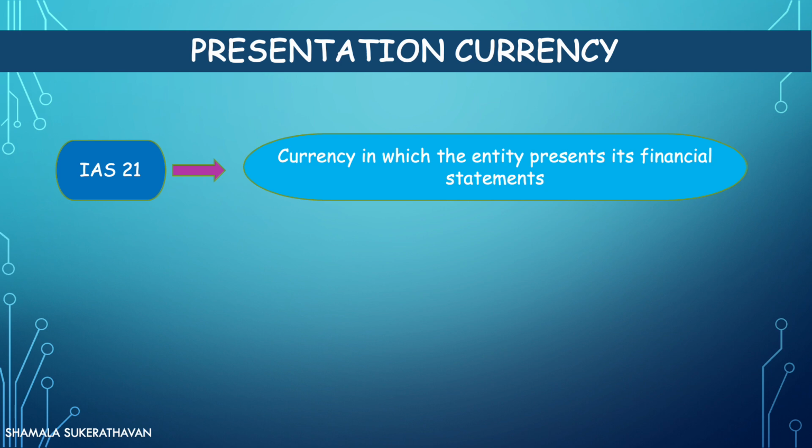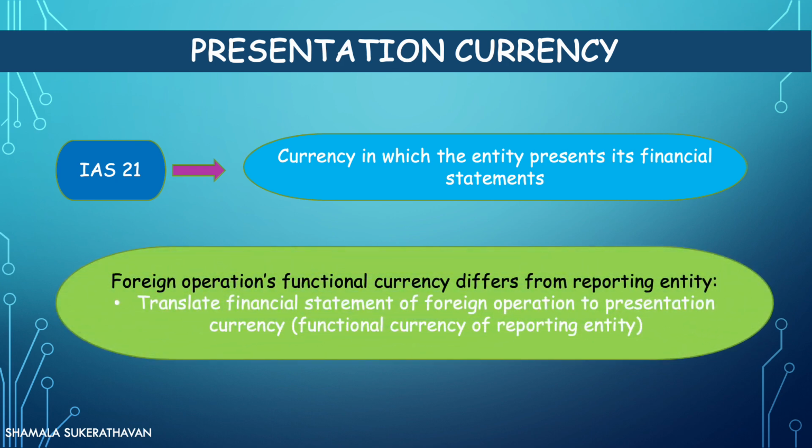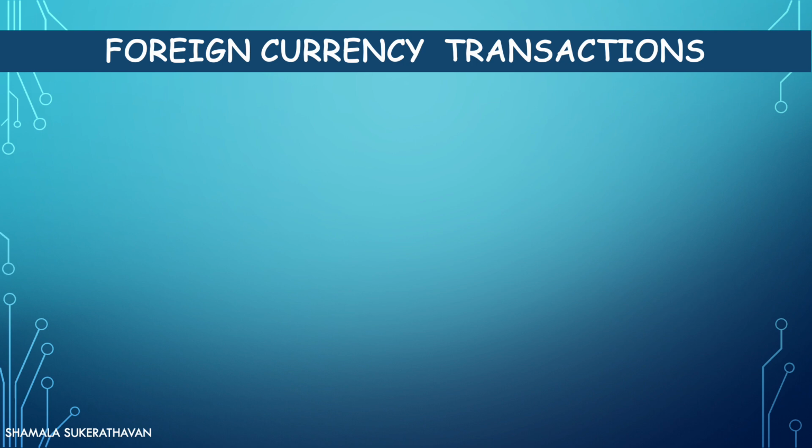Where a foreign operation's functional currency differs from that of the reporting entity, the financial statements of the foreign operation shall be translated to the presentation currency, that being the functional currency of the reporting entity. This will be covered in a future lecture series. The focus of this lecture series will be on accounting for individual transactions in a foreign currency.